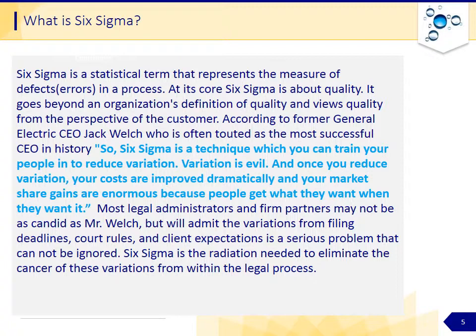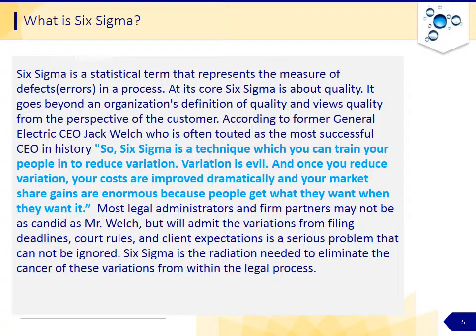Now, this is a quote by the General Electric CEO, Jack Welch, and he's often touted as the most successful CEO in history. And Six Sigma was applied at GE. It was applied successfully. And this is a statement that he made regarding Six Sigma. Quote, "So Six Sigma is a technique which you can train your people in to reduce variation. Variation is evil. And once you reduce variation, your costs are improved dramatically, and your market share gains are enormous because people get what they want when they want it."